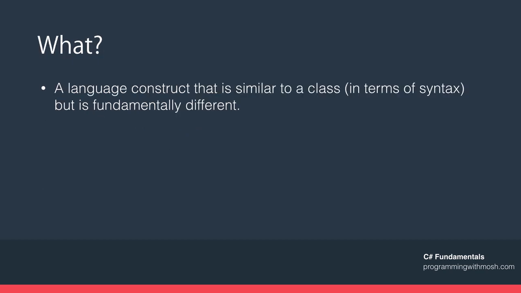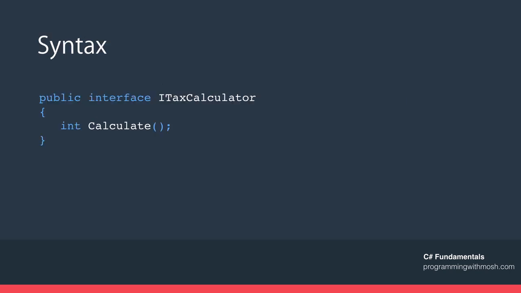An interface is a language construct that is similar to a class in terms of syntax, but is fundamentally different. Let's take a look at the syntax first. So here is how we can declare an interface. Instead of using the class keyword, we use the interface keyword. And note that in .NET, all interfaces start with the letter I. So wherever you see a type that starts with I, that represents an interface. It's a convention. But unlike classes, interfaces do not have implementation.